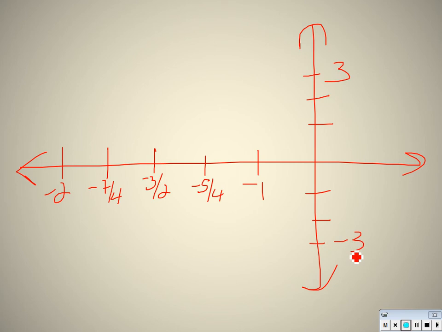So my first point here is negative 2, negative 3. That's going to be down here. Then my next point is negative 7/4, 0. That's going to go here. Then I have negative 3/2, positive 3. That's going to be up here. Then I have negative 5/4, 0. That's going to go there. And then finally negative 1, negative 3 is going to be down here.